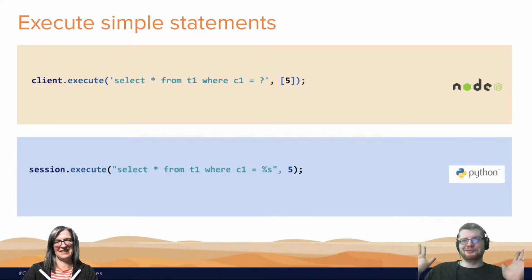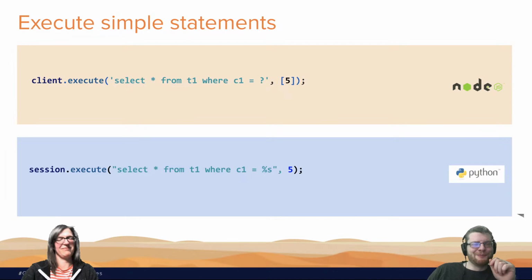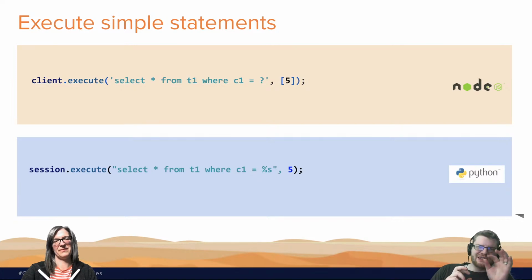Simply put, simple statement. What those look like in both the Node and the Python: we take that session, so in Node we say client, in Python we say session, dot execute, and then we're literally typing out a statement. In the Node we have a question mark, and the value gets inserted where that question mark is. In the Python we have that %s, and then the value gets inserted there. So a little syntactic difference.